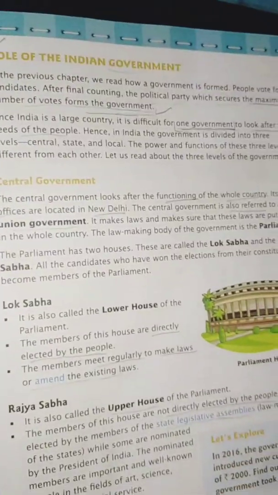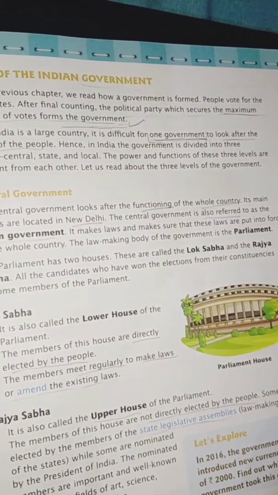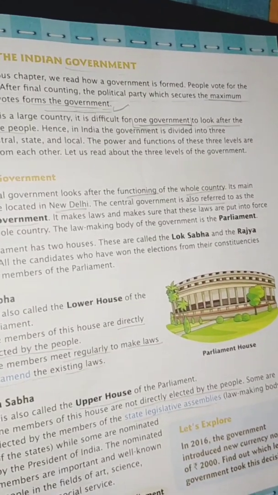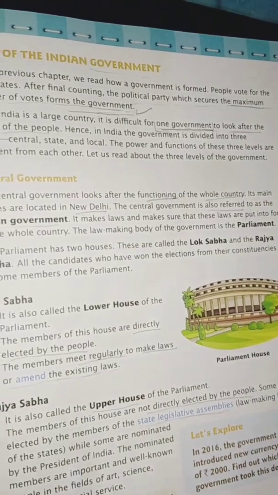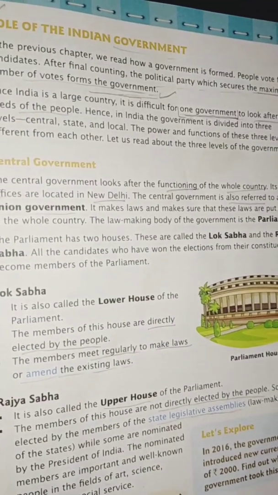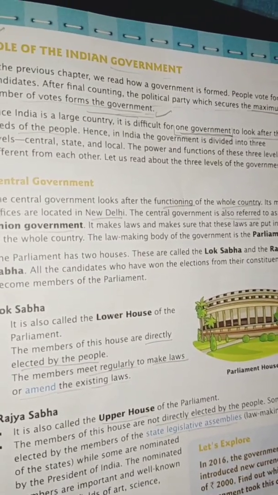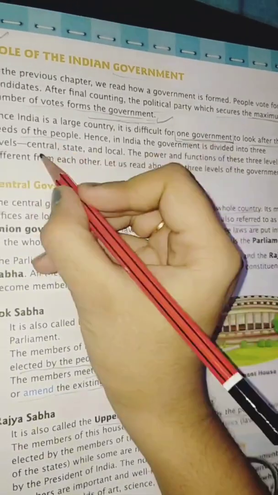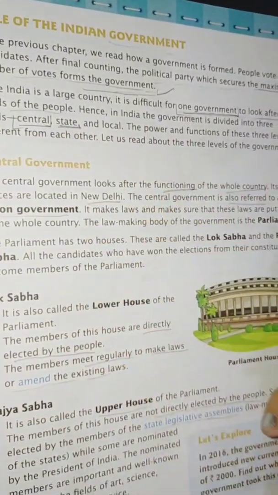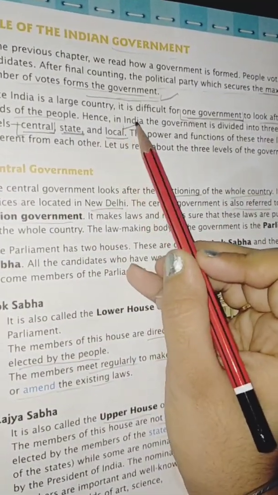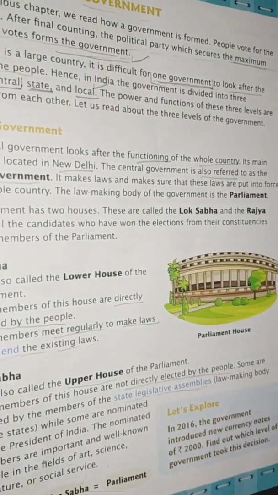It becomes very difficult for one government to control the whole country. So it is very difficult for one government to look after all the needs of all the people collectively. That is the reason our India is following 3 types of government. The first one is central government, the second one is state government, and the third one is local government. We are going to discuss all 3 types of government in detail.